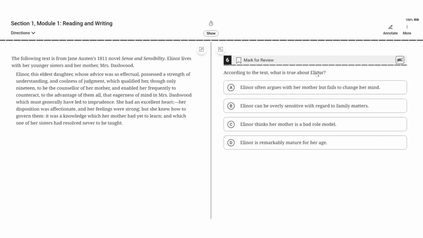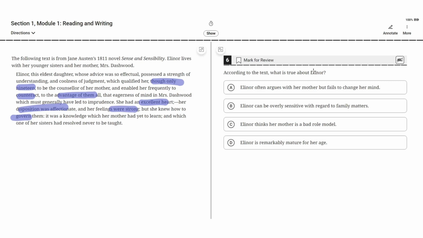According to the text, what is true about Eleanor? The following text is from Jane Austen's 1811 novel, Sense and Sensibility. Eleanor lives with her younger sisters and her mother, Mrs. Dashwood. Eleanor, this eldest daughter whose advice was so effectual, possessed the strength of understanding and coolness of judgment which qualified her, though only 19, to be the counsellor of her mother and enabled her frequently to counteract, to the advantage of them all, that eagerness of mind in Mrs. Dashwood, which must generally have led to imprudence. She had an excellent heart, her disposition was affectionate, and her feelings were strong, but she knew how to govern them. It was a knowledge of which her mother had yet to learn, and which one of her sisters had resolved never to be taught.